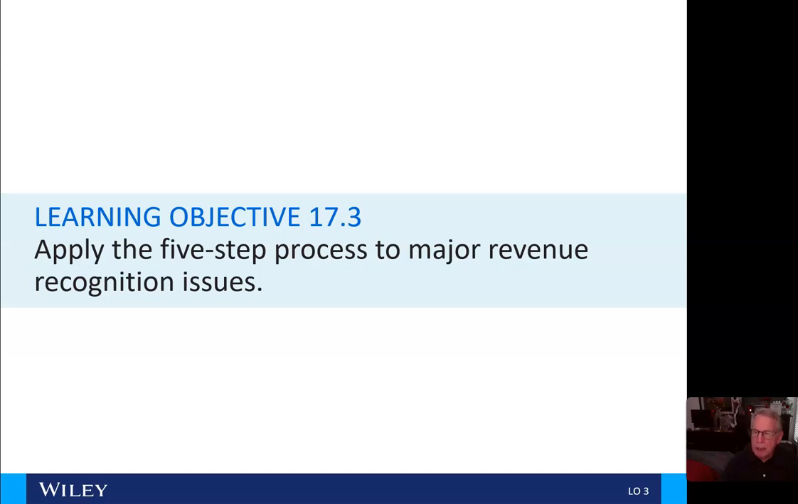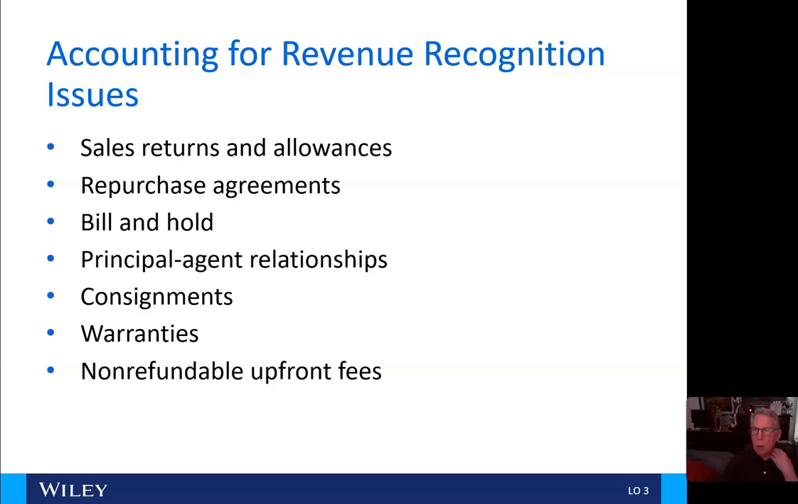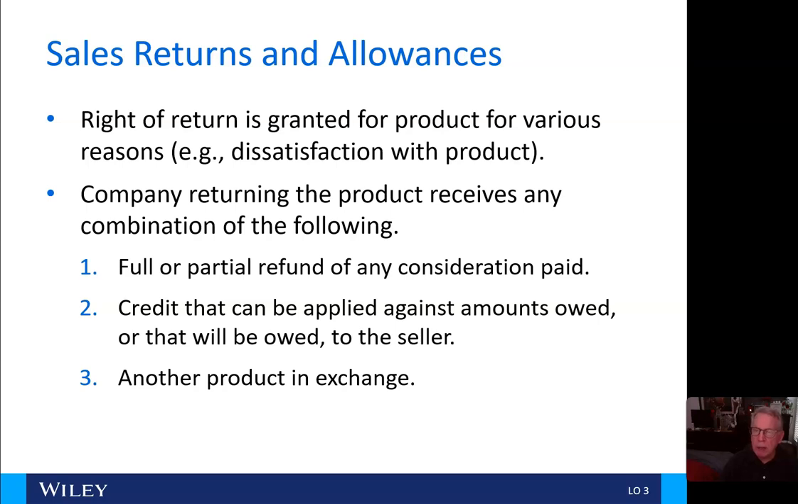Okay. Now, as we move, we're going to apply the 5-step process to major revenue recognition issues. And here, when we're accounting for revenue recognition issues, we have several of them: sales returns and allowances, repurchase agreements, bill and hold, principal agent relationships, consignments, warranties, and non-refundable upfront fees. Okay, let's take the first one, sales returns and allowances.